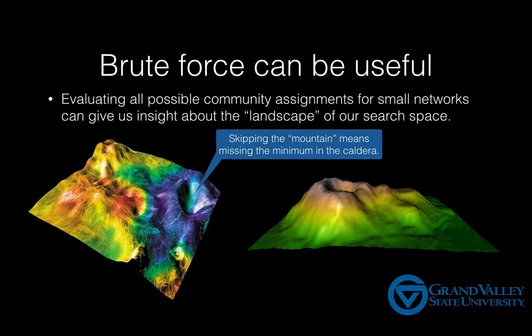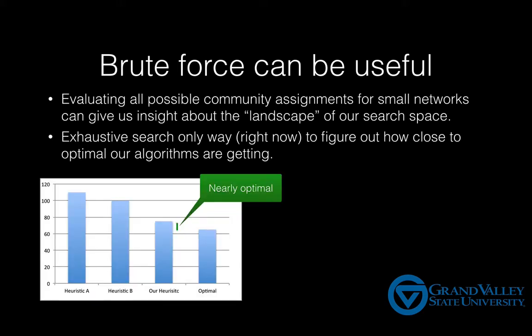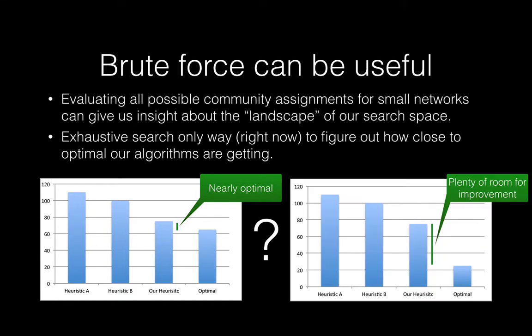For example, we may learn how likely our search space is to have features analogous to the calderas in these landscapes. If we know about such features, then we can be sure to tune our heuristics to look for them. Also, we currently don't know just how close to optimal existing heuristics get, because we have no way to compute the optimal. If we could compute the optimal, we probably wouldn't be using heuristics. Using brute force may give us a better idea of whether our heuristics generate answers that are nearly optimal like we see here, or if there's a lot of room for improvement. The extent to which results on a small graph will extrapolate to a larger graph is yet to be seen.